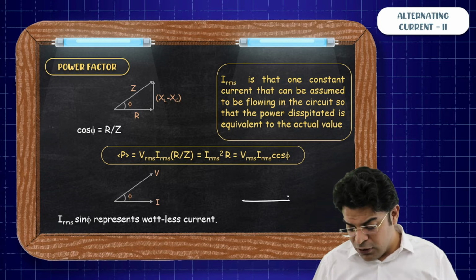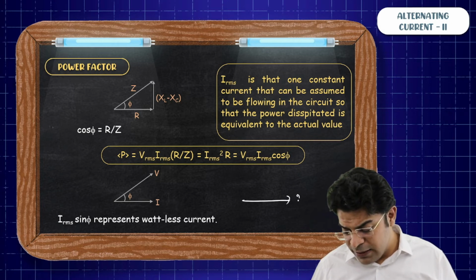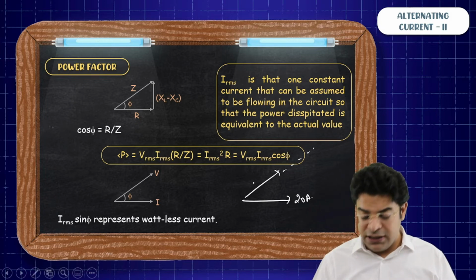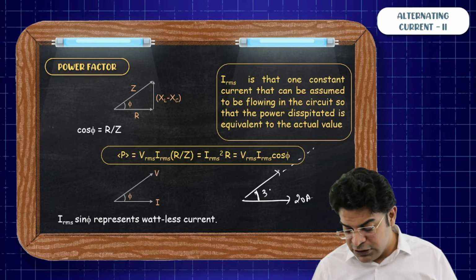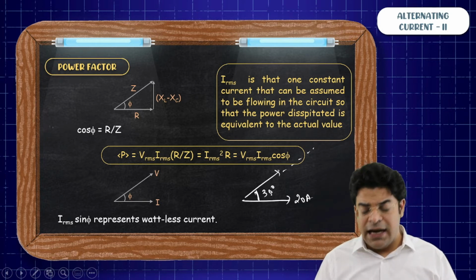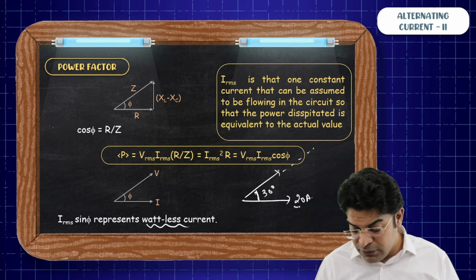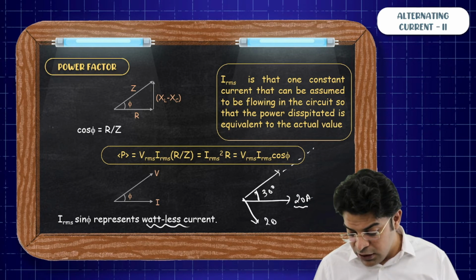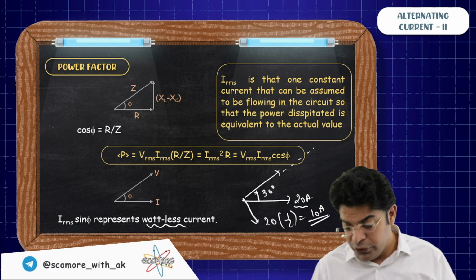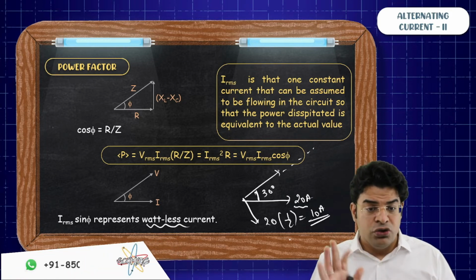So if, let's say, you have got a current of RMS value 20 ampere and you have got some potential drop in your LCR circuit, and here the phase difference between current and potential drop comes out to be 30 degree. You will say that the wattless current will be nothing but Irms sin phi. So 20 into sin 30, which is 1 by 2, that will be 10 ampere. So this is a concept you should know.